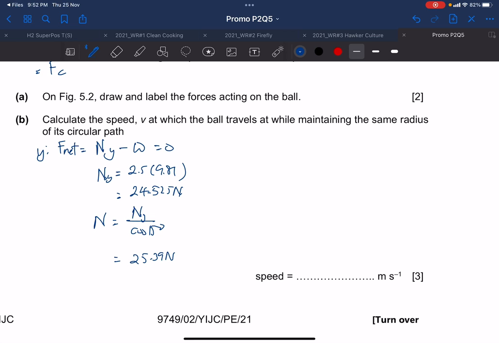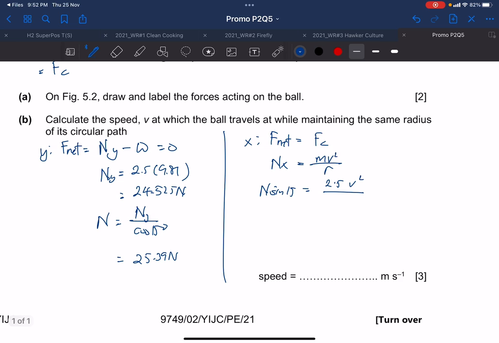So this is for the y-axis. Now for the x-axis, we know that the net force in the x-axis is equal to the centripetal force, so nx equals mv squared over r. So we have n sine 15 equals mass 2.5 times v squared, which is what we're supposed to find, over r, which is 25. You solve this, and you get v equal to 8.11 meters per second.